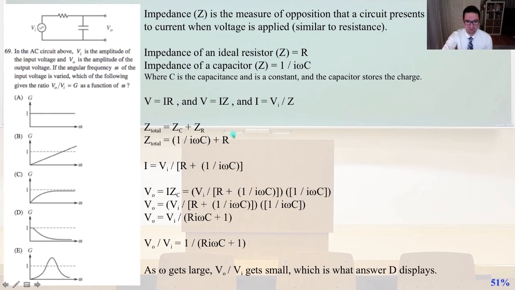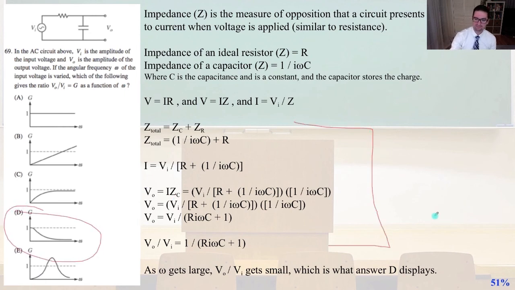So you can walk through lots of steps down here. I encourage you to follow the steps through. If I read it, I would run this video into the ground talking about all the omegas and R's and C's. But as ω gets large, VO over VI gets small, which is what answer D displays. So the answer is D, and again I encourage you to follow the algebraic steps.